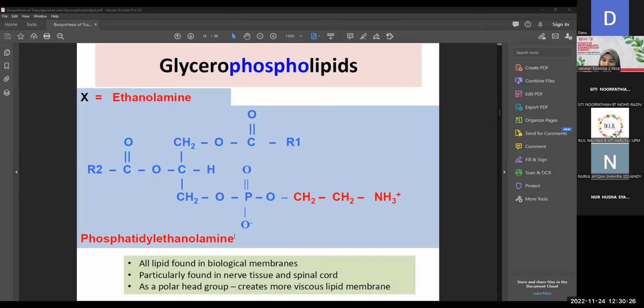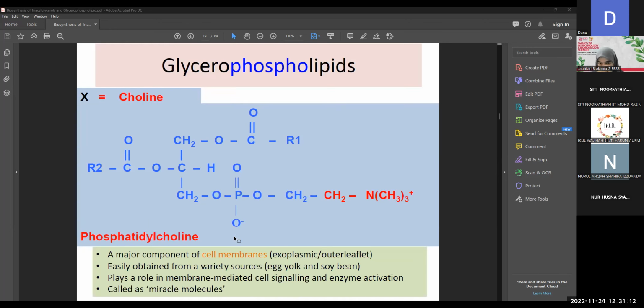It plays an important role in blood clotting as well, because it works together with phosphatidylserine to increase the rate of thrombin formation. We know that in blood clotting we need thrombin to help clot the blood. So it works together with phosphatidylserine to increase the rate of thrombin formation. So it has its importance in humans.